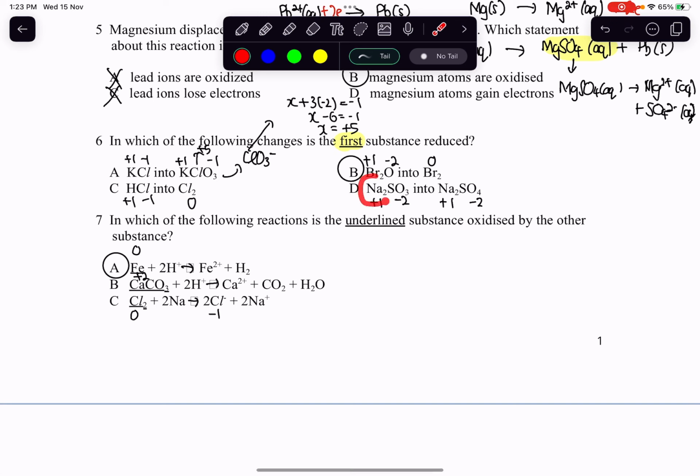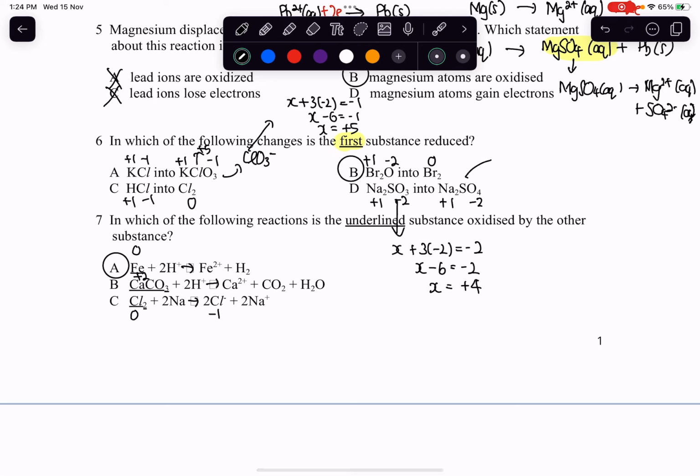Part D, Na2SO3. Na is plus 1, SO3 is minus 2. Then in Na2SO4, Na is also plus 1, SO4 is also minus 2. If you want to check for the sulfur atom, what is the OS? So you have S, let it be x, plus 3 times minus 2 gives you minus 2. So x minus 6 equals minus 2, x equals plus 4.